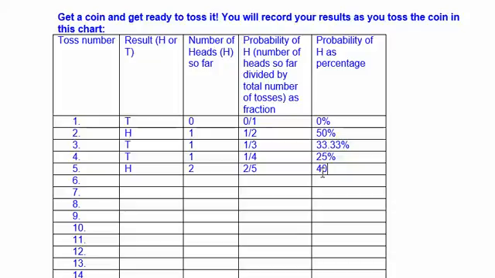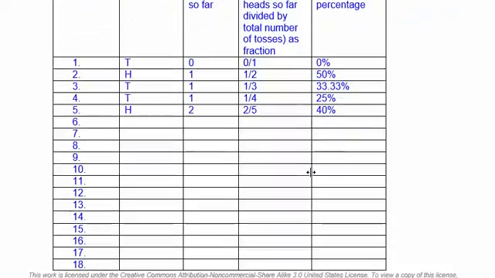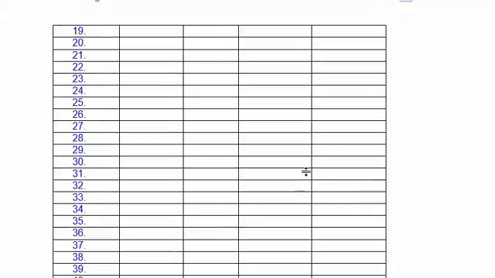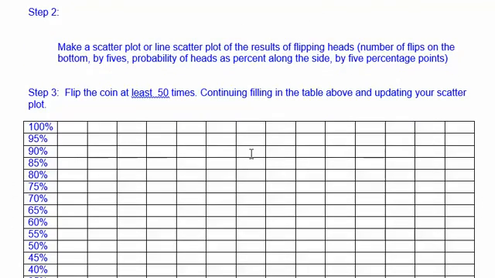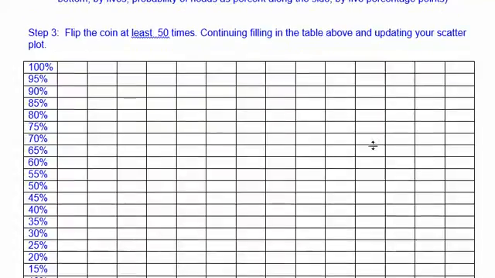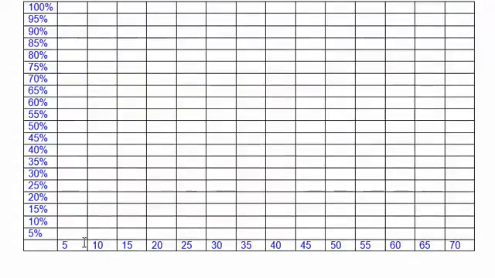Okay, I've got some data, and you're going to keep doing this for at least 50, I said. And now you're going to come down here when you're done, or as you go, and fill in the scatter plot. So notice that my scatter plot only goes by 5. I couldn't get every one on here and make it fit.